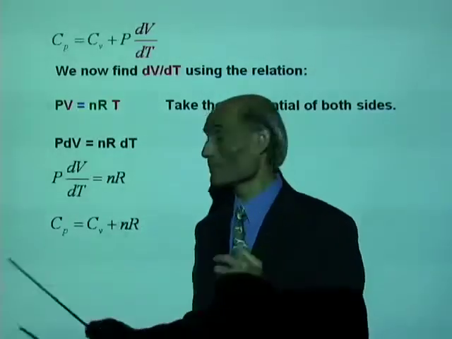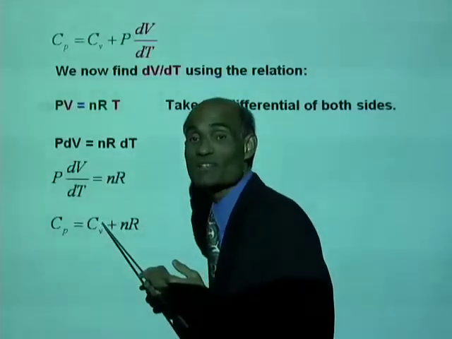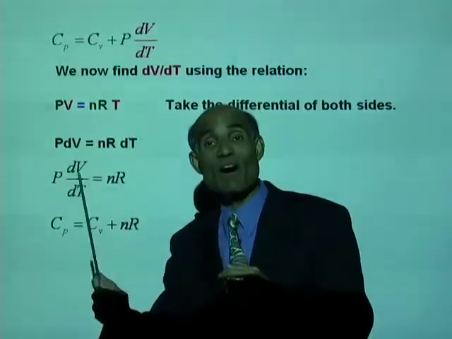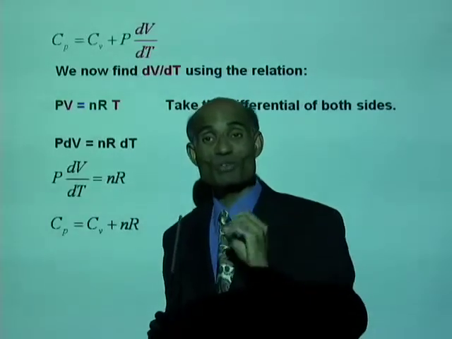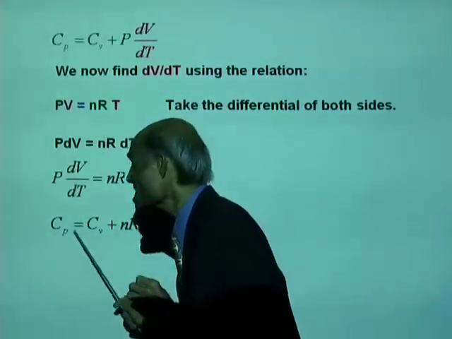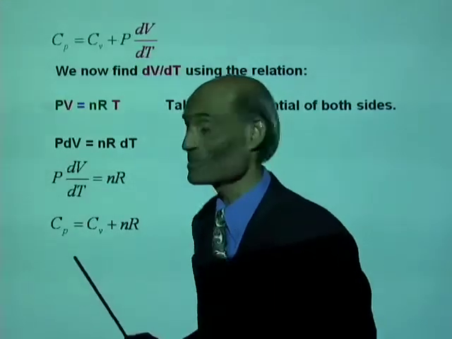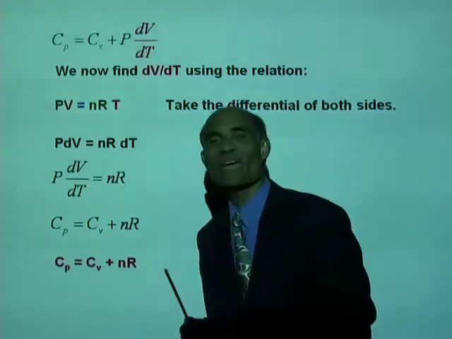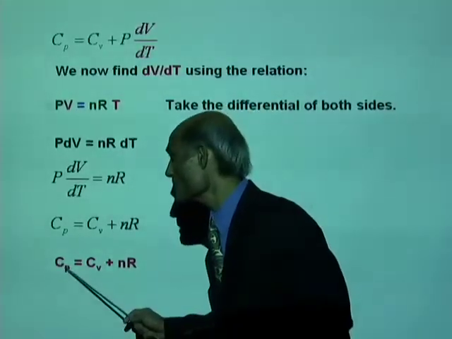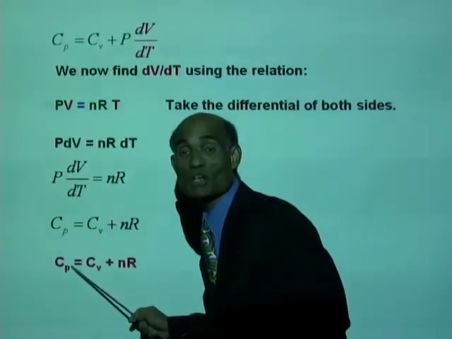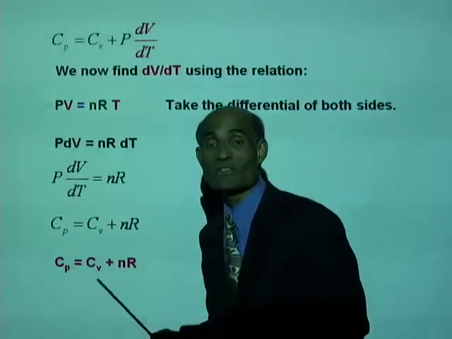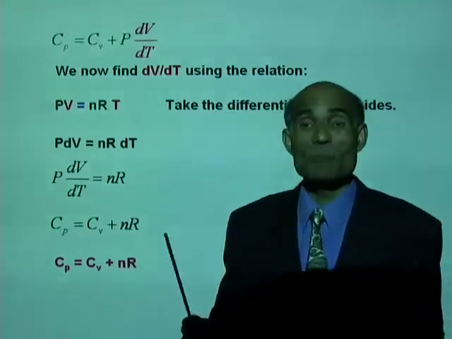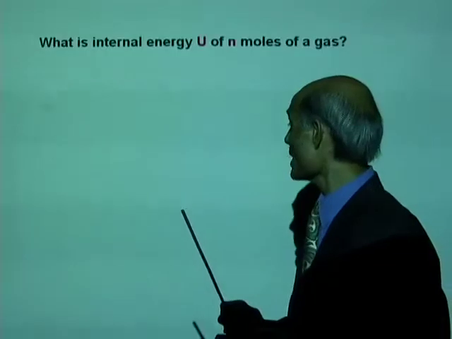Supply at constant volume. Cp is greater than Cv. By how much? By a quantity equal to nR, where n is the number of moles of the gas. Therefore, what is Cp minus Cv equal to? Cp minus Cv will be equal to nR. The difference between heat capacity at constant pressure and heat capacity at constant volume is nR. Remember that. Cp minus Cv equals nR.